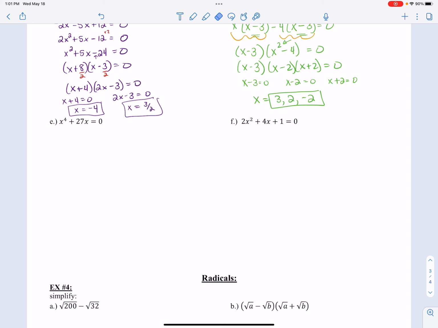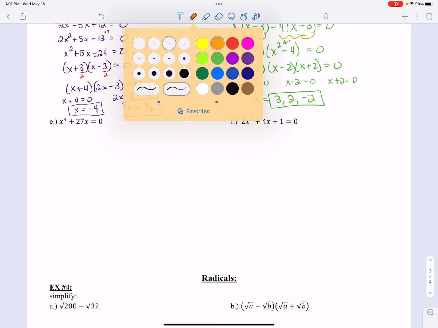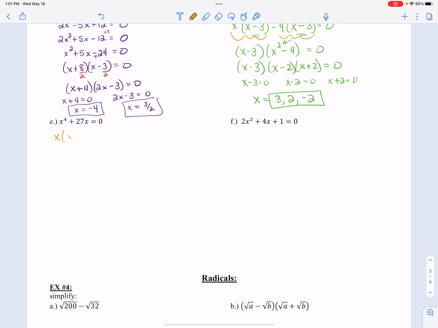This is a power of 4 equation, so I should end up with 4 solutions. They might not all be real. Some of them might be imaginary, but I should definitely end up with 4, and if I divide out the x, I'm only going to get 3. So when you see a GCF that is a variable term, you're going to want to factor that out. So that leaves me with x times x cubed plus 27.